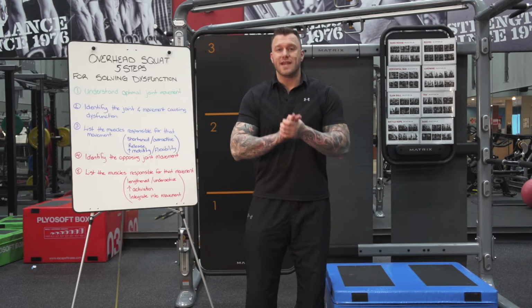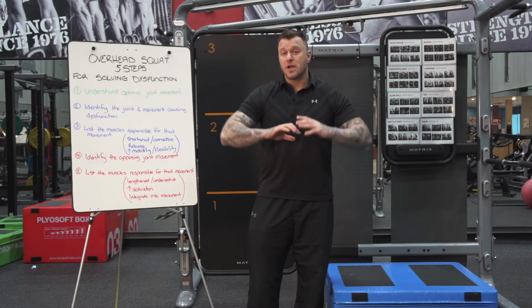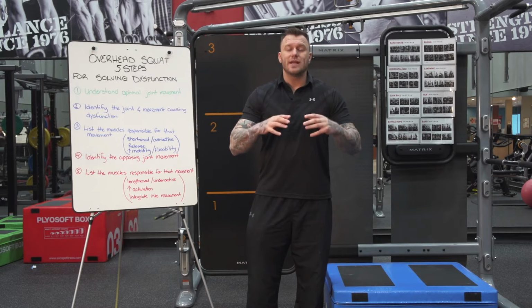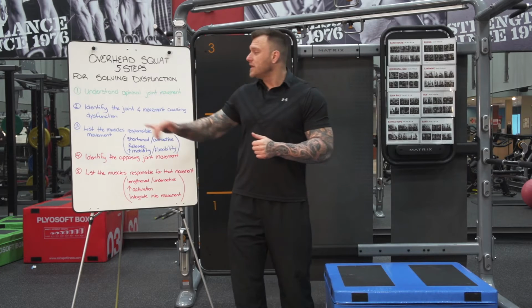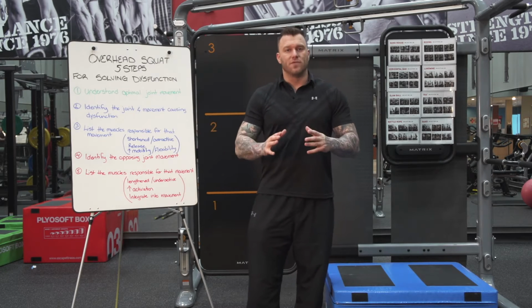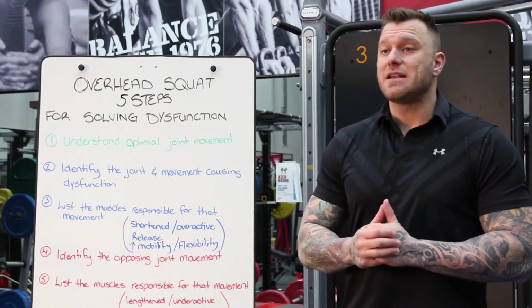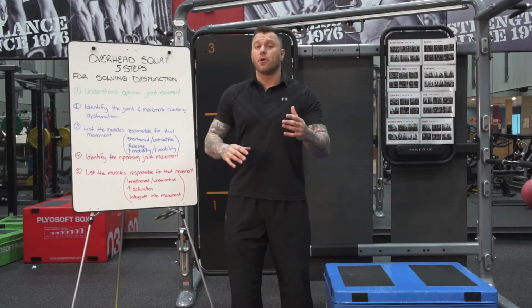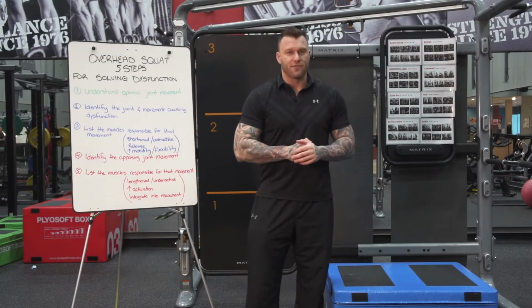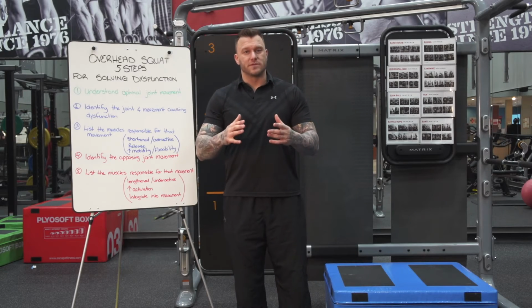Step number 1, and this is a must. If you don't understand your anatomy, I would highly recommend going out, getting a coloring book, anatomy book, getting used to learning as much as you can regarding anatomy, because step number 1 is you need to understand optimal joint movement. If you don't understand flexion, extension, basic anatomy in terms of what's causing these movements, it's gonna be very hard for you to solve a problem when you don't know where the problem is originating from. So step number 1 is understanding optimal joint movement.